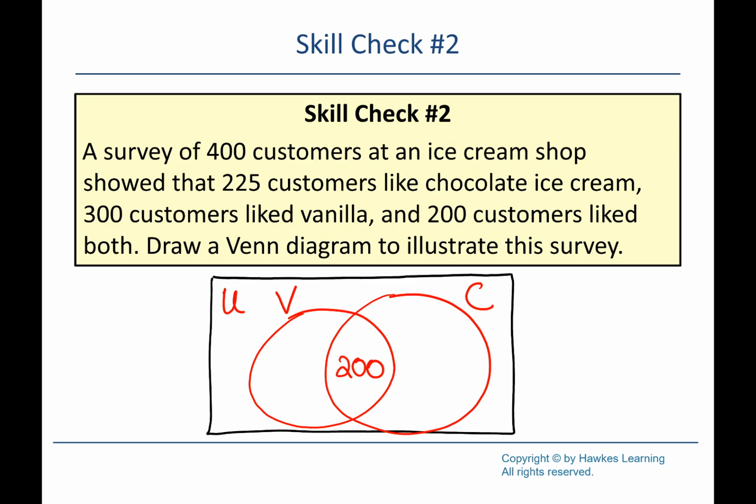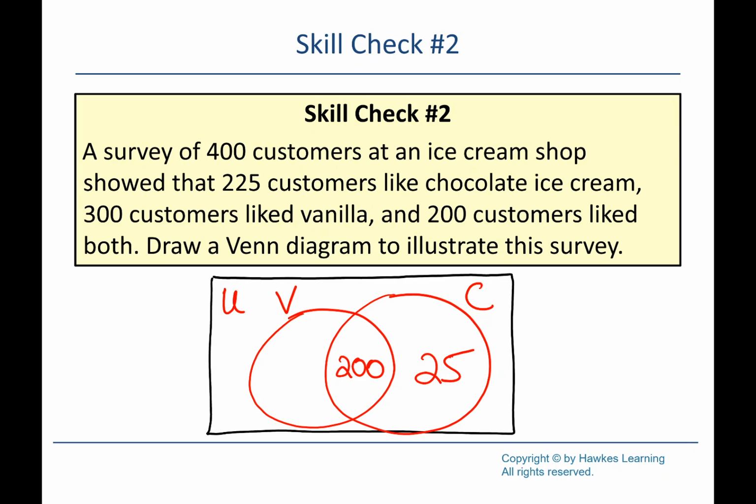And then you can do either one of vanilla or chocolate from there. It doesn't matter which order you do it. Let's see. It said 225 like chocolate ice cream. So we want the C circle to total up to 225. We've already got 200 in there. So we'll have 25 out here with chocolate only.